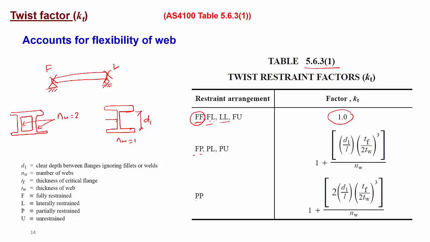And TF is the thickness of the flange, of course, and these are the restraining conditions at the ends: fully restrained, laterally restrained, partially restrained, or unrestrained. So these are the notations on that. So depending on your end restraint condition, you can use the equation to find out your KT.